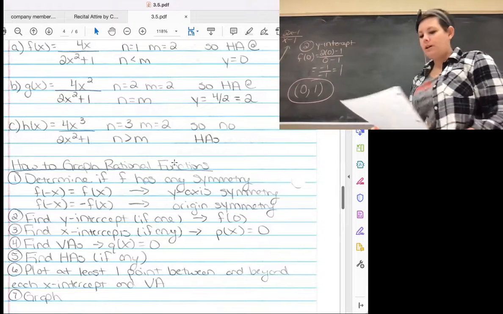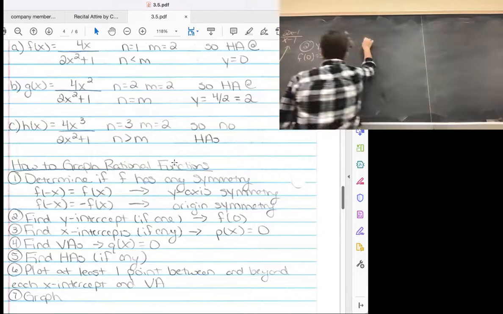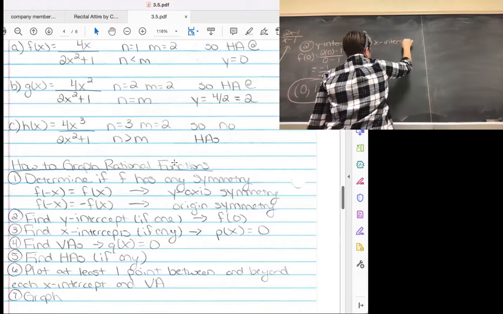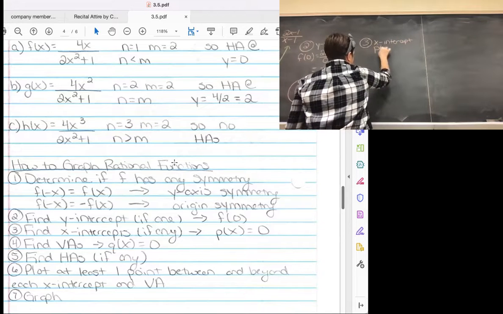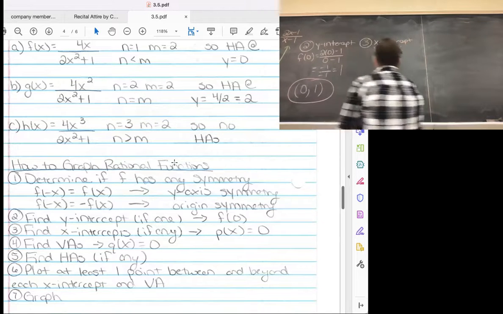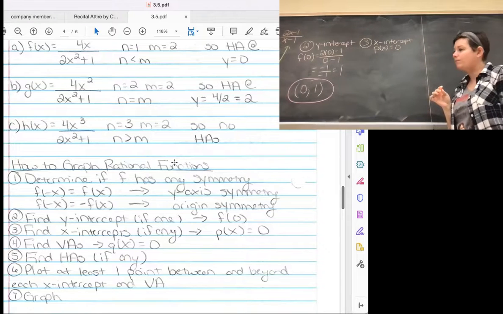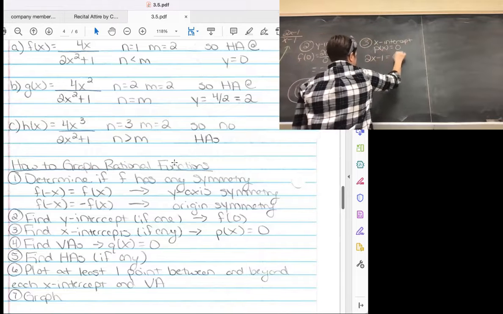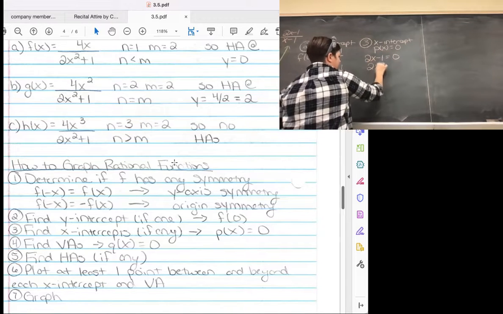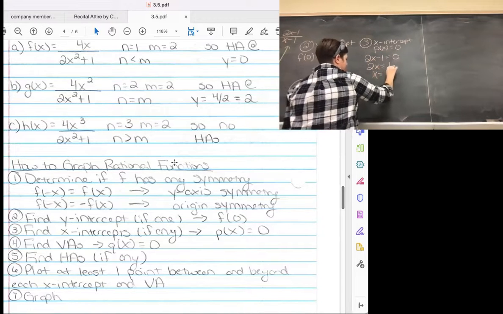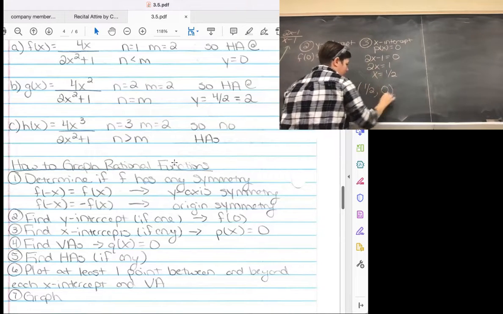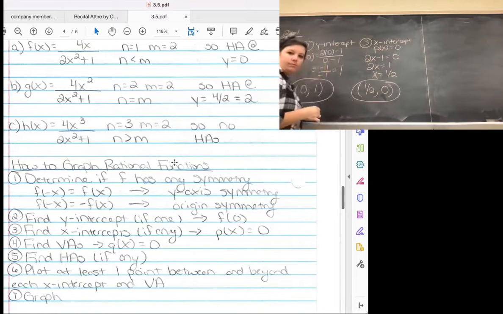So now let's find our x-intercept. We find our x-intercept by taking our p of x, or our top equation, and setting it equal to 0. So in this case, our top equation is 2x minus 1 equals 0. So I'm going to add that 1 over, divide by 2, and I find x is a half. So I have an x-intercept at a half, 0.